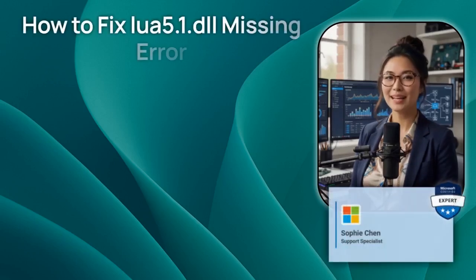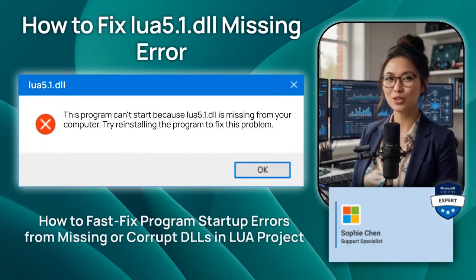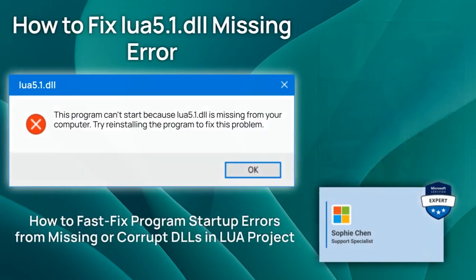Session interrupted by the Lua 5.1 Engine DLL pop-up. I'm Sophie Chen, a Windows support engineer. It's time to resync your libraries and clear that crash for good.